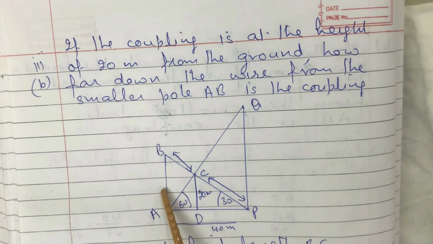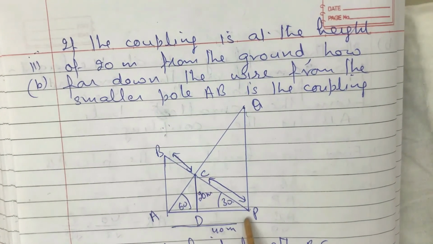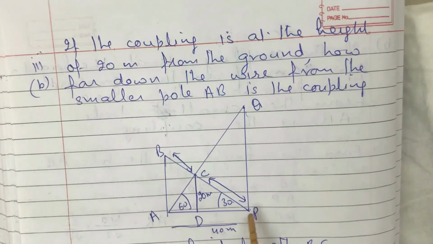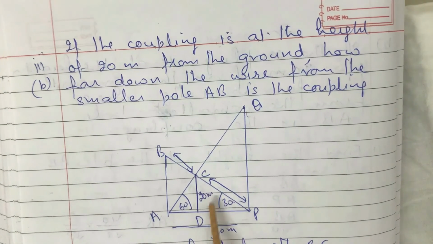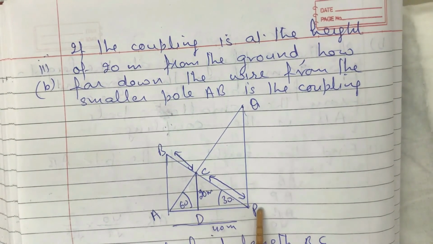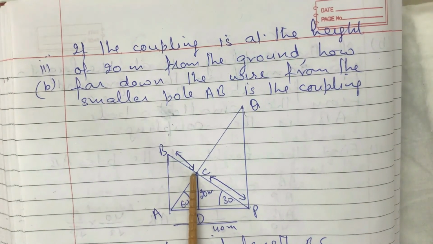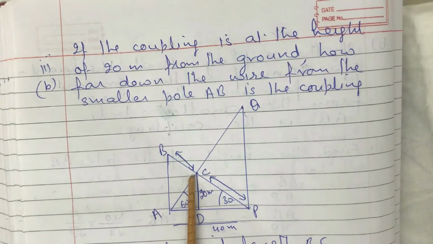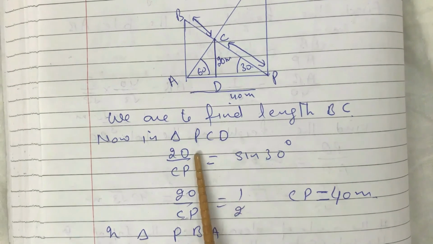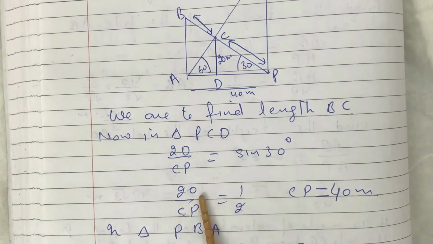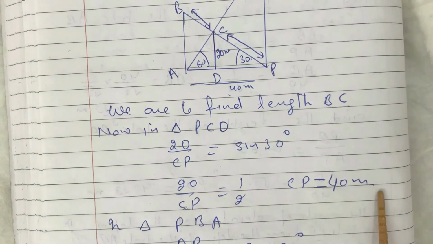Now I am going to discuss two triangles, BAP, and then I'll discuss CDP. When I discuss BAP, I'll find the length of BP. When I discuss this smaller triangle CDP, then I'll find the length of this CP. Then BP minus CP is equal to this length BC, and that is what we want to find. So we are to find BC. So in triangle PCD, 20 upon CP is equal to sine 30 degree. 20 upon CP is equal to 1 by 2. So CP is equal to 40 meter.